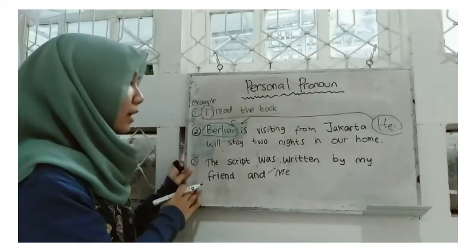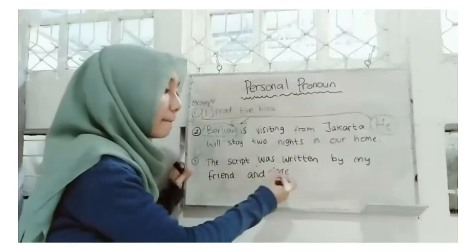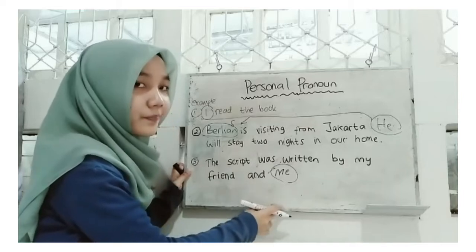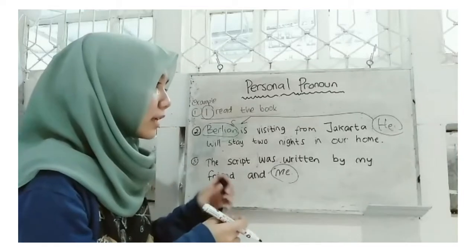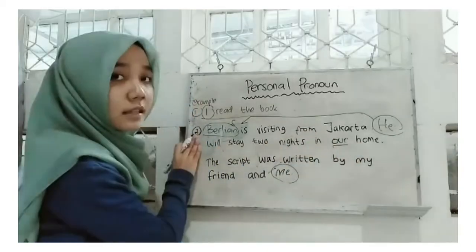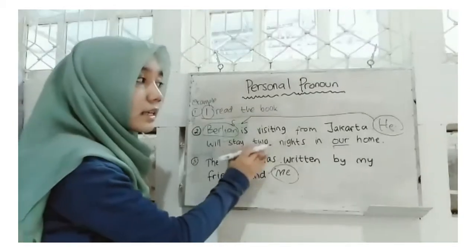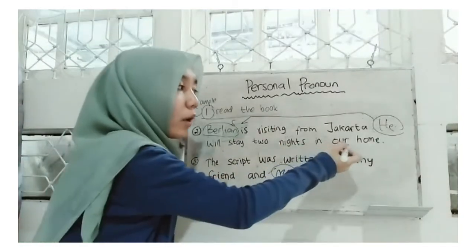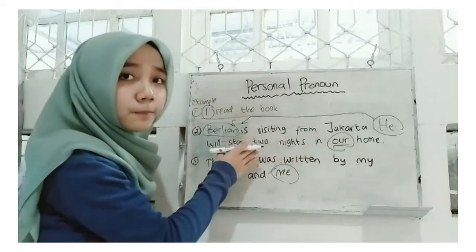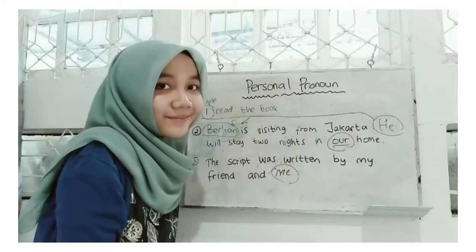And the last one: the script was written by my friend and me. Me in here is an object personal pronoun. So if you read this word our in the second sentence, Brilliant is visiting from Jakarta. He will stay 2 nights in our home. Our in here is a pronoun, but our is not a personal pronoun. So I will explain to you.